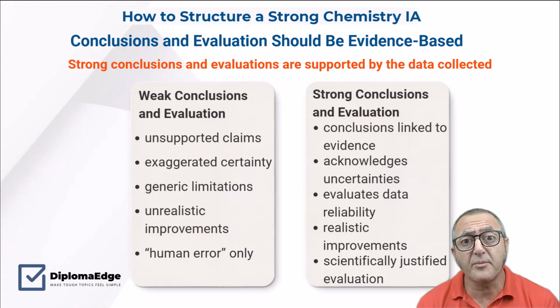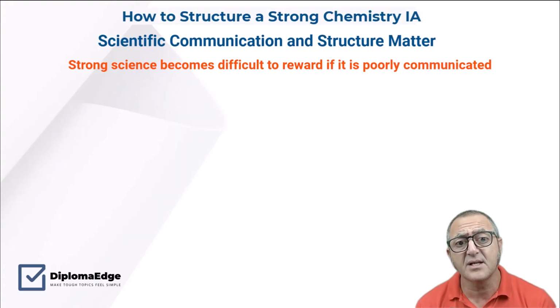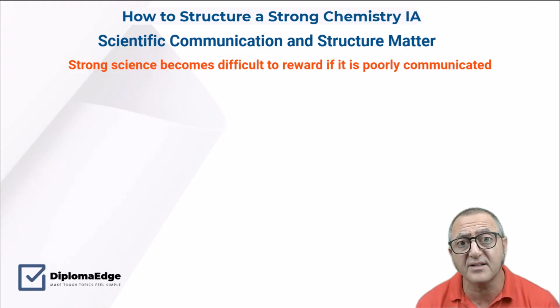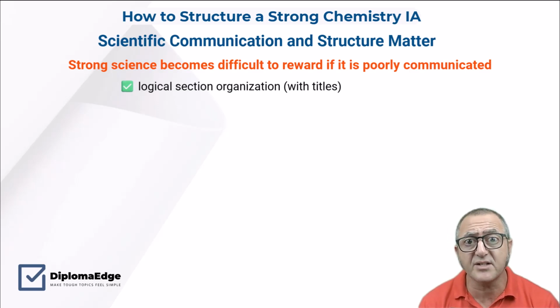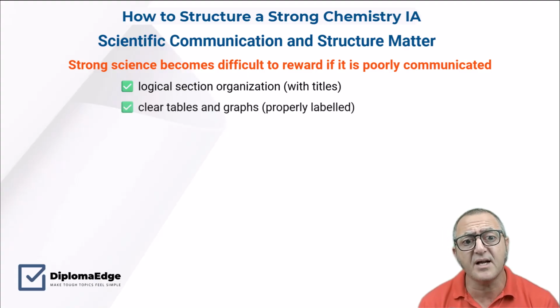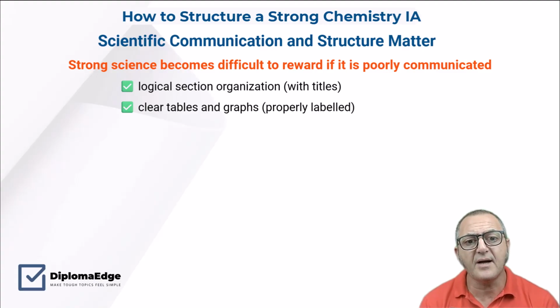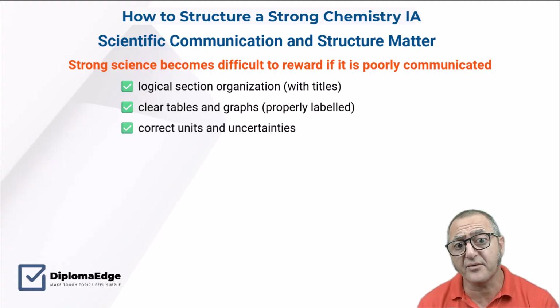Finally, you need to be careful with the communication and the structure of your internal assessment. You need to realize that examiners are human beings, and it's difficult for them to reward you with marks in the different criteria if they don't understand or they don't see the structure of the essay. So you need to have a logical section organization with titles for the different sections. You need to have clear tables and clear graphs, properly labeled, with axis labeled, with a title, with units, with uncertainties. You need to have concise scientific writing.